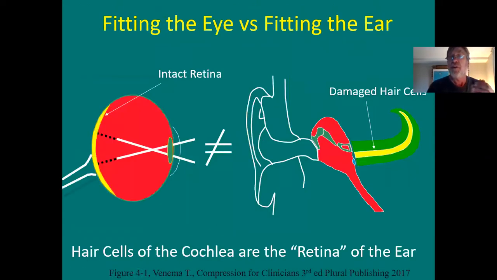Here's a picture of fitting the eye versus fitting the ear. You can see the intact retina on the left, and then you can see the damaged hair cells on the right. I've kept the yellow the same color to show you that the retina of the eye is intact. It's just that light isn't properly getting to it. So fitting methods for the eye are very direct. But for the ear itself, I kept this the same color. These hair cells themselves are damaged. And so that's why I say hair cells of the cochlea are like the retina, in quotes, of the ear.